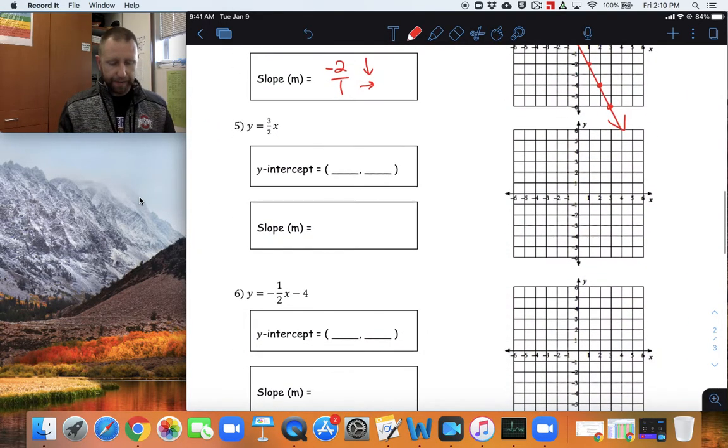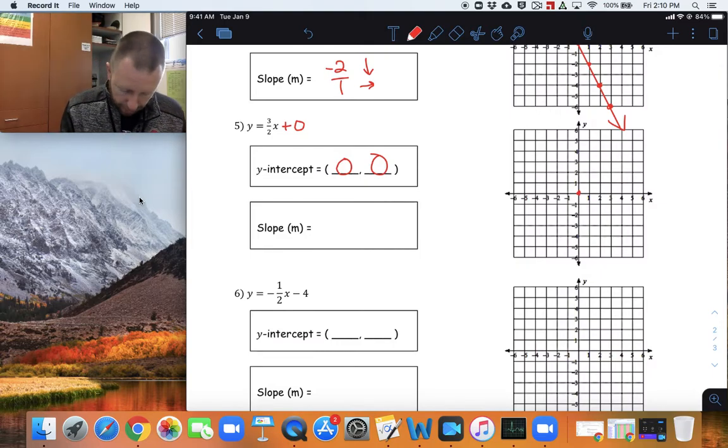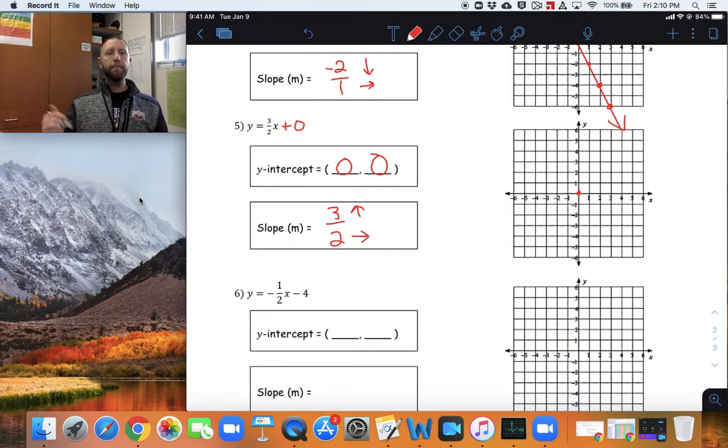All right, for number 5, same thing happens. There is no y-intercept listed or beginning point listed, so we know it's really a +0 at the end there. So I'm starting at 0, 0 again. And this time, my slope is 3/2, meaning I go up 3 and to the right 2 from that beginning point.